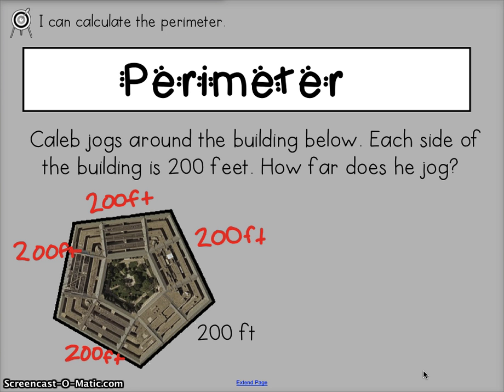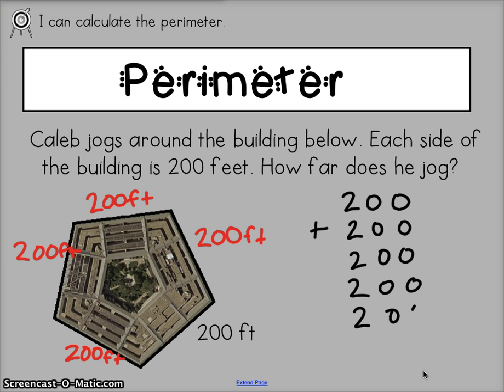Yeah, so anyways, Caleb jogged around the pentagon, and each of the sides was 200 feet. How far did he jog? Well, I could add 200 plus 200 plus 200 plus 200 plus 200. 1, 2, 3, 4, 5 sides.